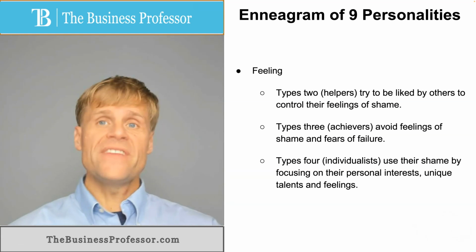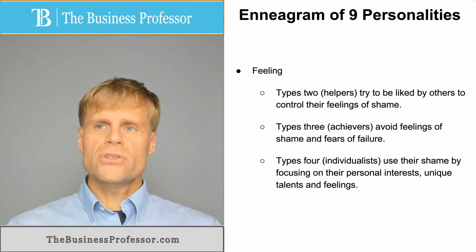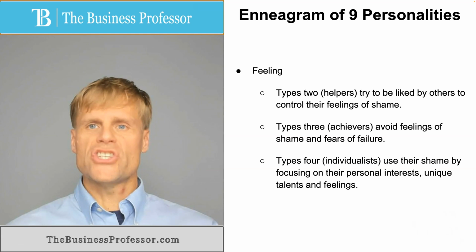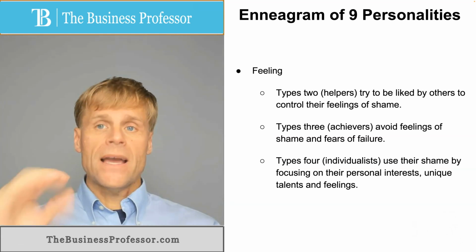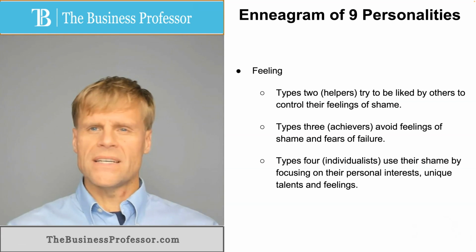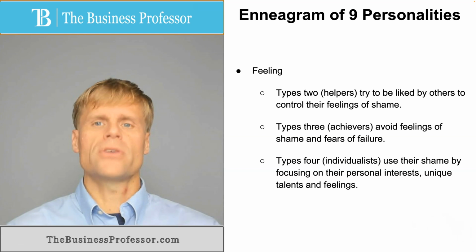The second type, the feeling type: your type 2 helpers that fall under this category try to be liked by others and control their feelings of any shame that results. Type 3 achievers avoid feelings of shame and fear. They're very confident and outgoing. Type 4 individualists use their shame to focus on their personal interest and achieve their objectives.